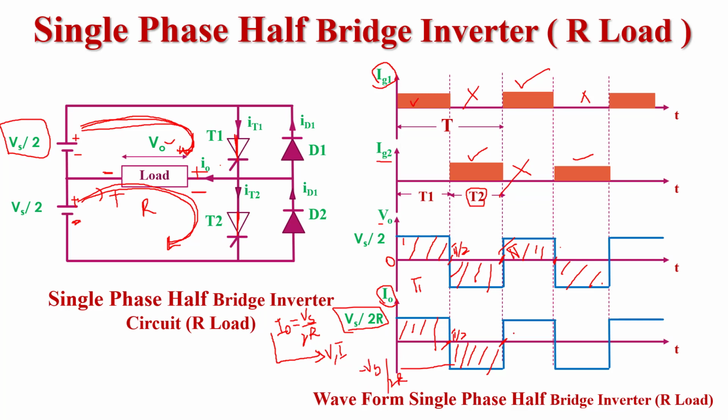Next, again the T1 thyristor will turn on. So here we see the waveform of output voltage and output current will be the same, because in case of a resistive load, the magnitude of voltage and current is always equal. There is no phase difference between voltage and current. That is why in case of a resistive load, the voltage waveform and the output current waveform are always the same.